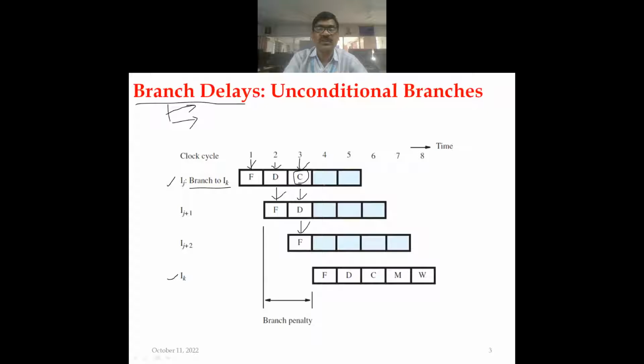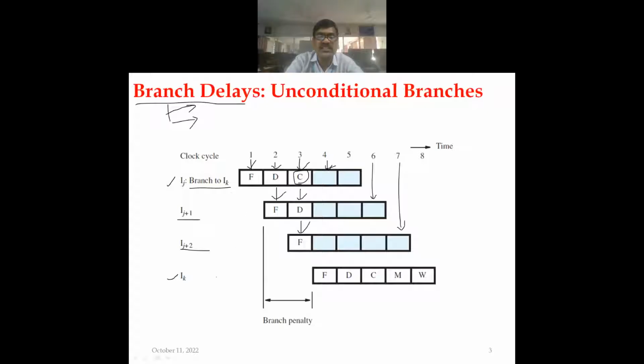So we are performing a delay here. How many clock cycles have to be delayed to complete this branching? This is during clock cycles 4, 5, 6 and 7. If you see what is happening during clock cycles 6 and 7, there is no operation done. We are just simply delaying the instruction execution, Ij plus 1, Ij plus 2.